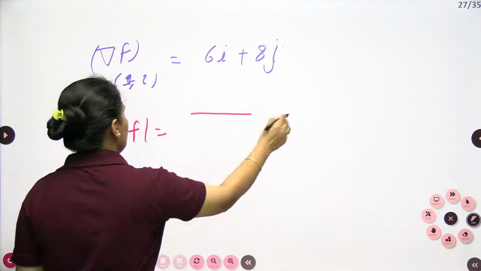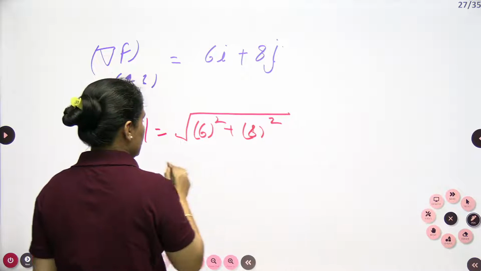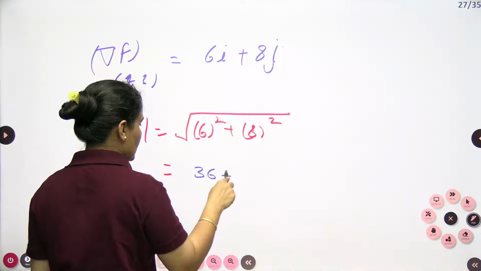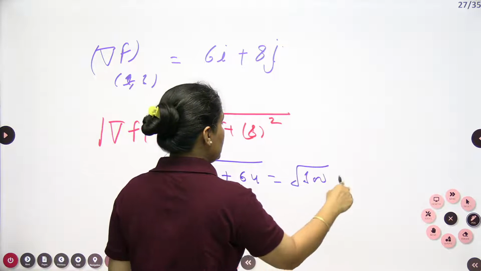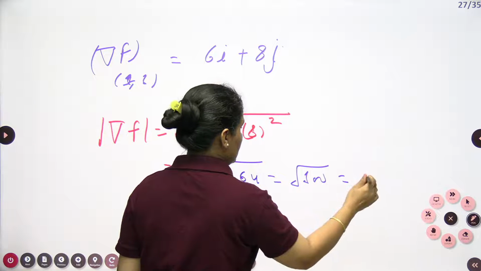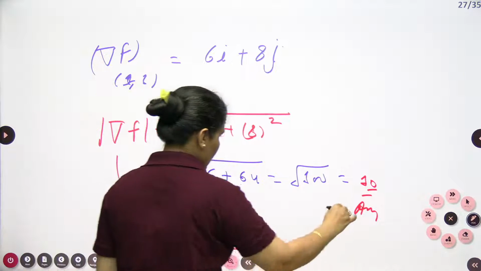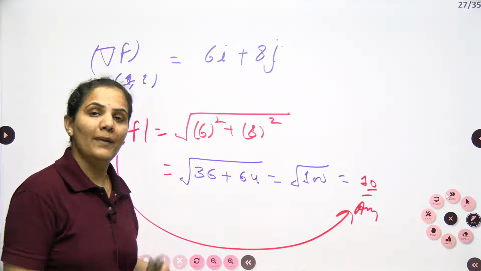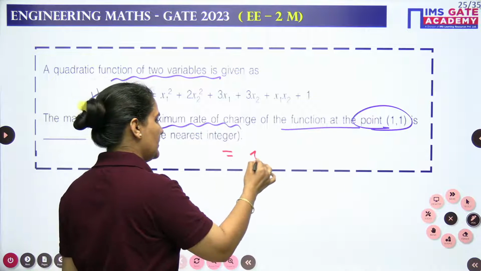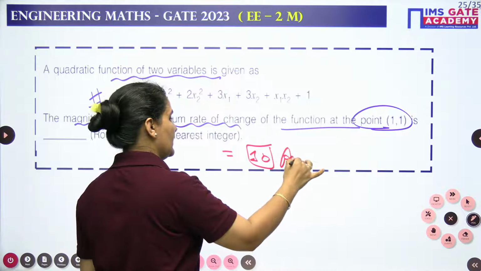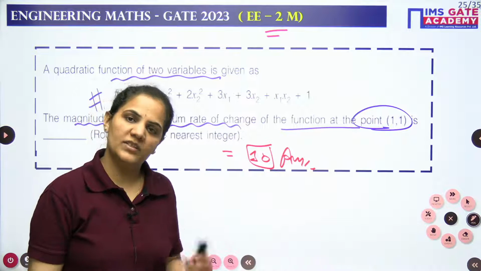You want the magnitude, so the magnitude will be the square root of 6 square plus 8 square. 6 square is 36, 8 square is 64. The total is 100, and the square root is nothing but 10. So the magnitude of the gradient, which means the maximum rate of change, is nothing but 10 here. This was a numerical answer type question and the weightage of the question was 2 marks. So definitely I hope this is clear to everyone.